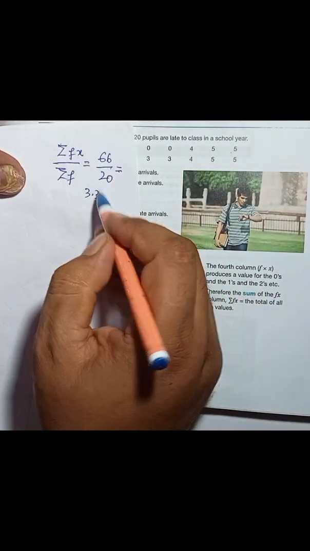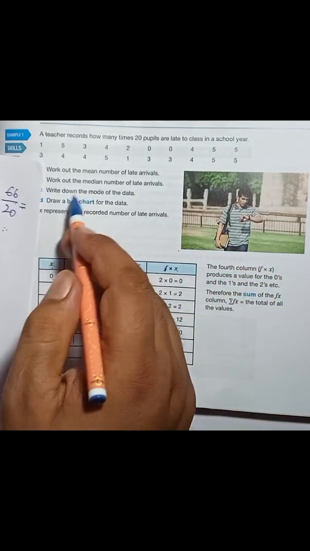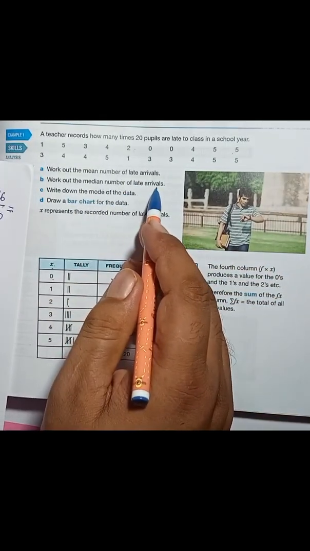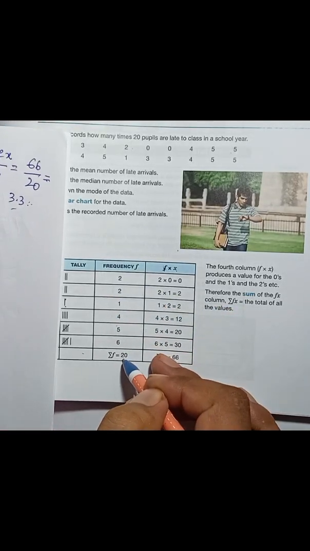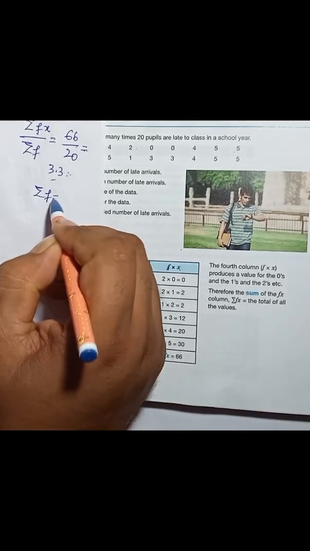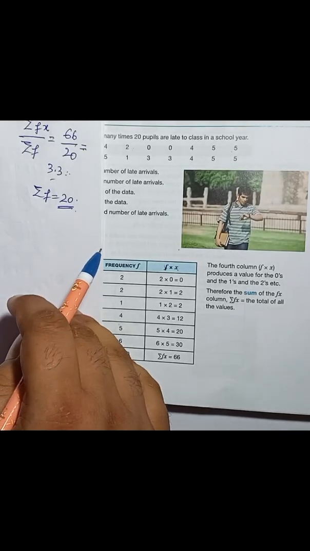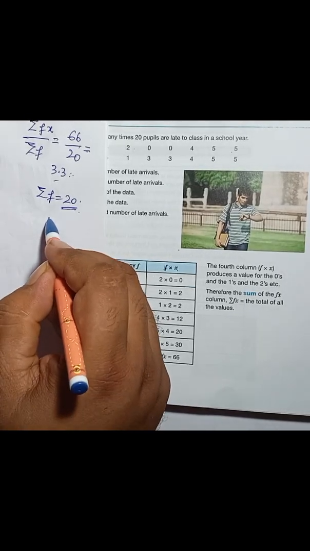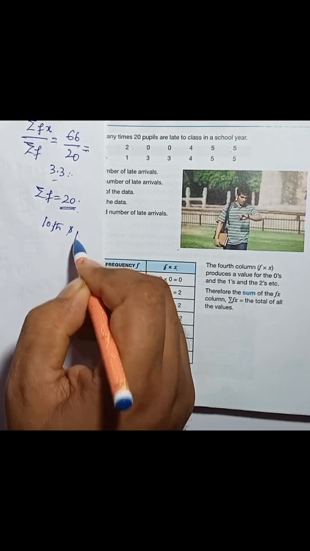3.3 is the mean of this data. Now work out the median number of late arrivals. Now you can see how many terms there are. Sigma f is 20. So which is the middle term? There are 20 terms, so the middle terms are the 10th and 11th terms.